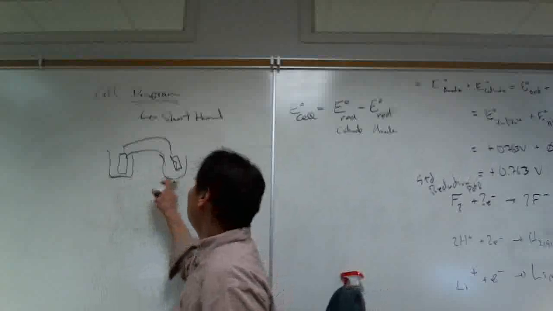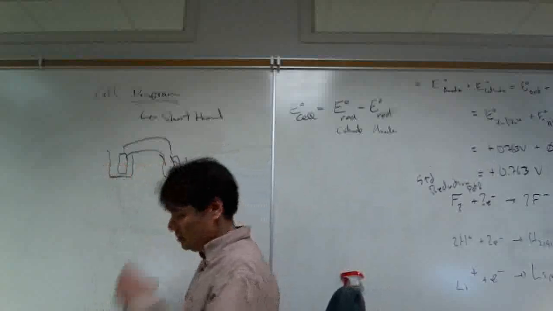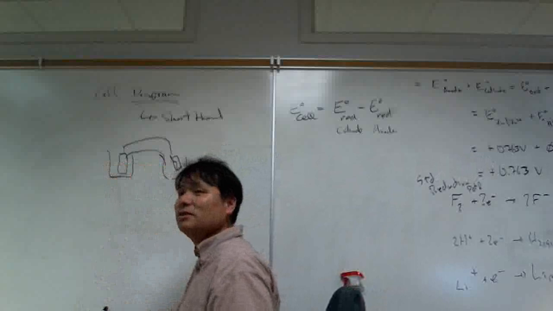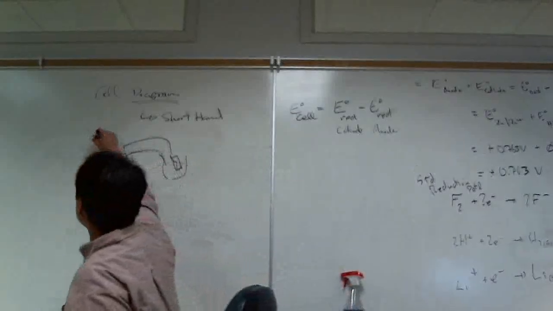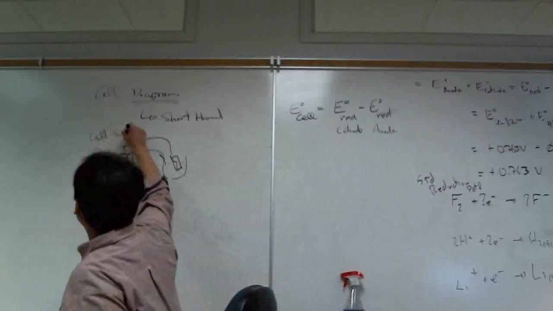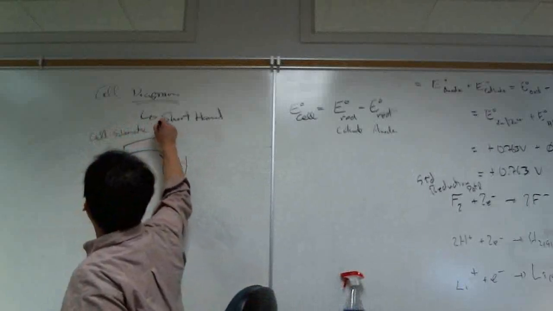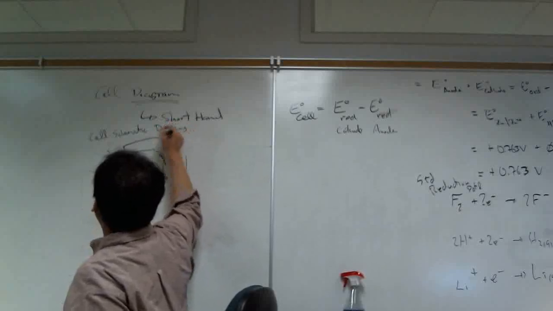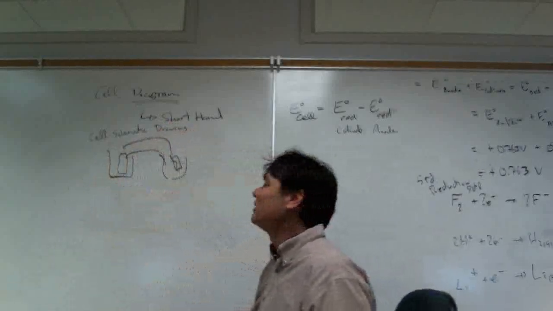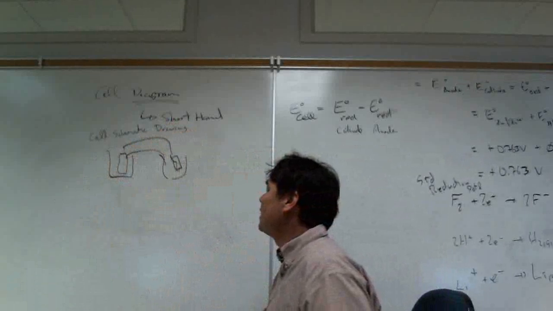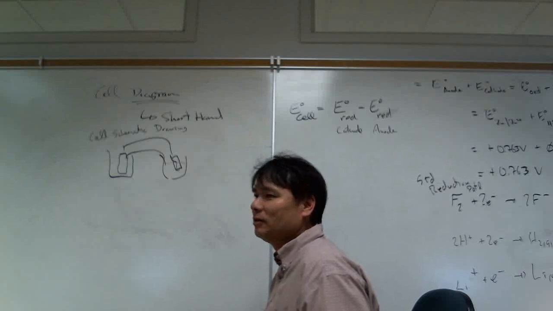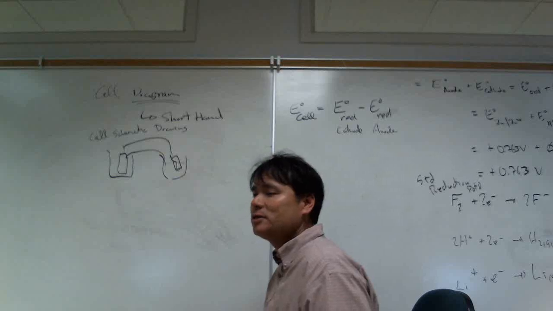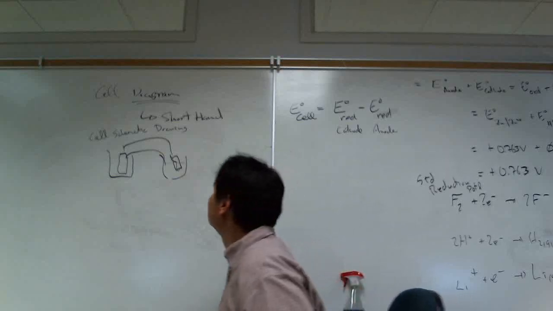Technically not, and so we have to name this something. What should we name this? This is not a cell diagram. We need to name it, but there's no proper name for this. So I call this a cell schematic drawing, or cell drawing. That's my name for it, because there's no Petrucci name for it. It's just a sketch of the cell.